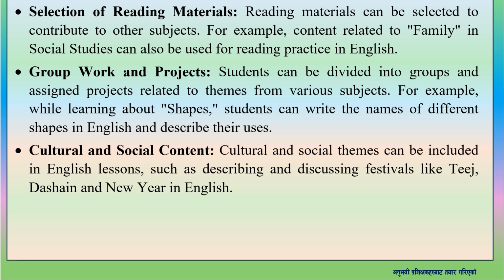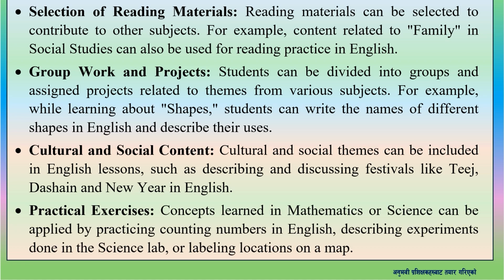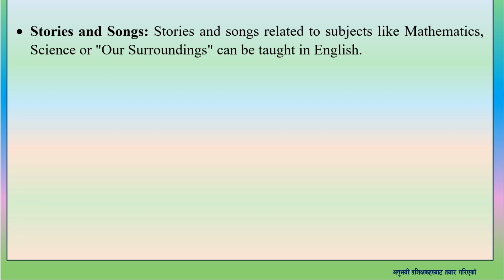Cultural and social content. Cultural and social themes can be included in English lessons, such as describing and discussing festivals like Tees, Dasai, and New Year in English. Practical exercises. Concepts learned in mathematics or science can be applied by practicing counting numbers in English, describing experiments done in the science lab, or labeling locations on a map. And the last one is stories and songs related to subjects like mathematics, science, or our surroundings can be taught in English.